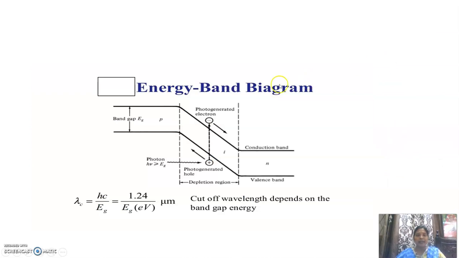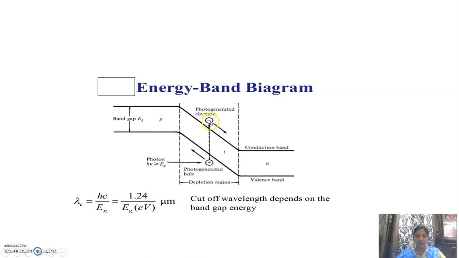This is the energy band diagram of a photodetector. This is the P type, N type. In a photodetector, it is connected in reverse bias, that is, P to the negative, N to the positive. When it is connected in reverse bias, a photon is incident in the depletion region. When the photon is incident here, an electron will move from the valence band to the conduction band, so electron and hole pair photogeneration will take place.